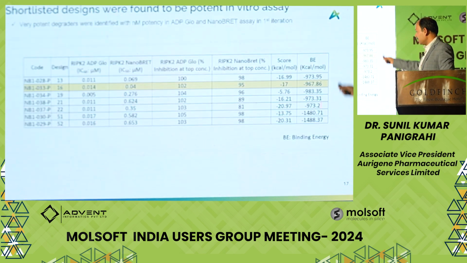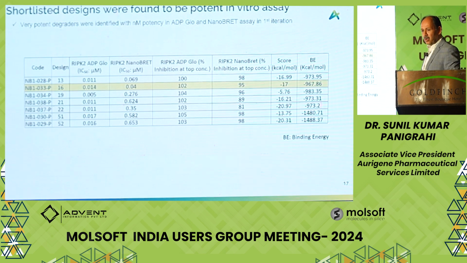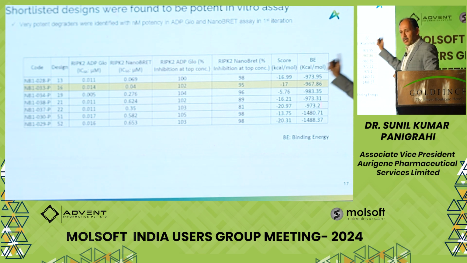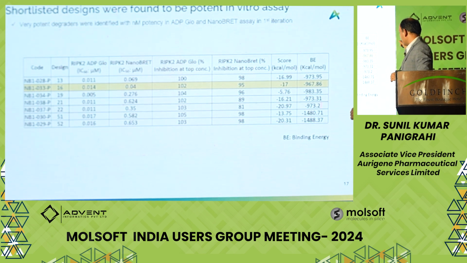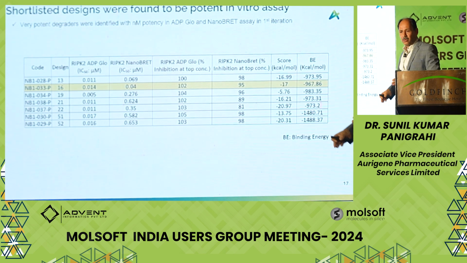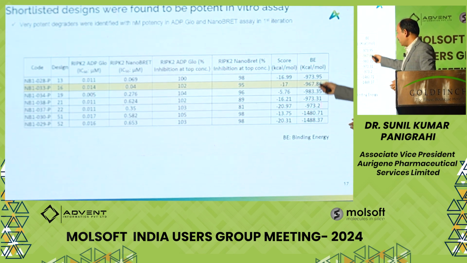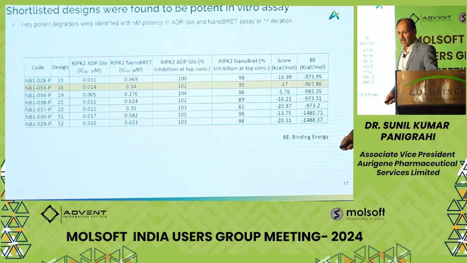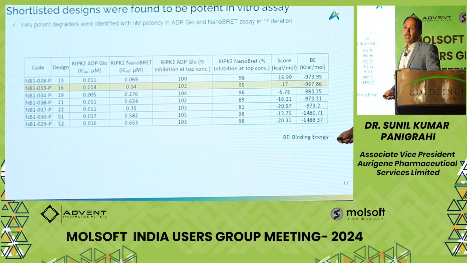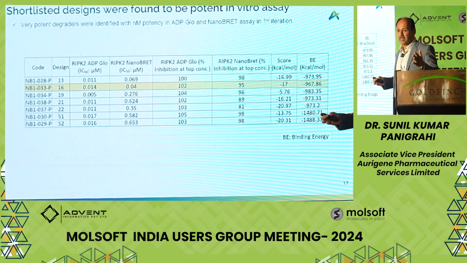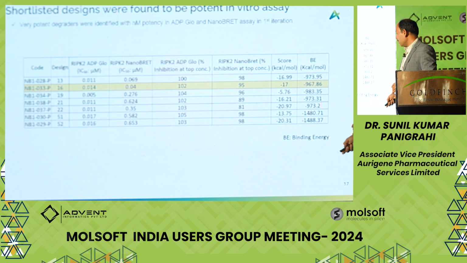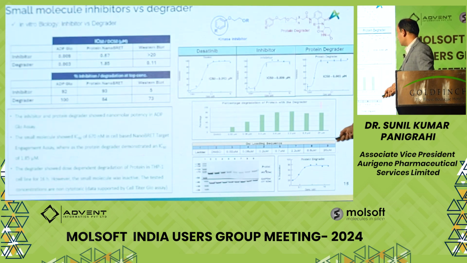Once we got those data, this is the set of around 8 or 9 compounds that we made in the first lot. Within the first lot itself we could see RIPK-2 potency was retained. The binding energies from Molsoft are calculated, but this is the experimental data obtained after we designed, synthesized and tested the compounds. So from a library of 500 or so designs, we could shortlist around 10 or 15 compounds and prioritize those for synthesis. That includes a compound called 33P, which I will be discussing in the next slide.